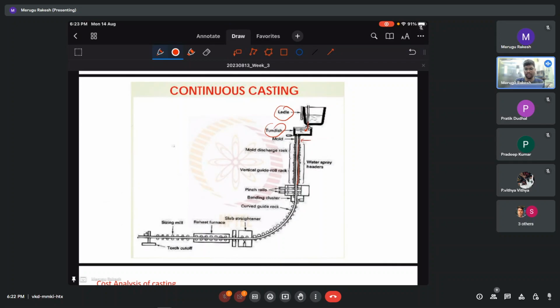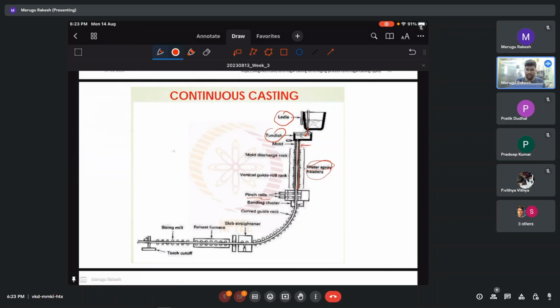Then it is passed to these pinch rolls. Meanwhile, we have a water space here which cools it down a bit. Then we have pinch rolls which actually provide some drag and drag it out. Then we have these curved guides. Then it will come to the straightener. Then reheat furnace, sizing mill, and then cut off. So this is the process of continuous casting. You can watch some nice videos on this, which give good clarity on this.